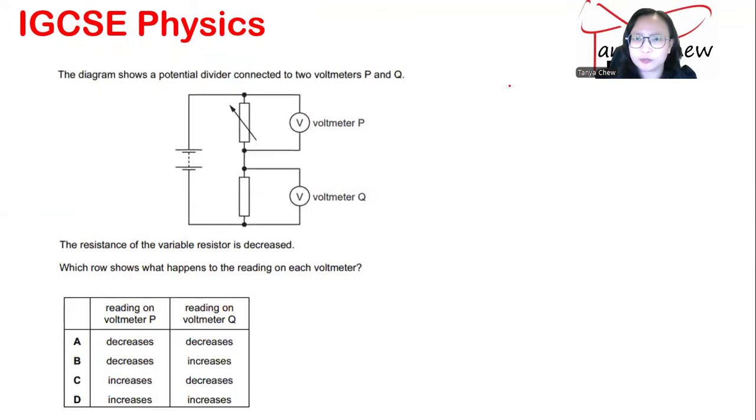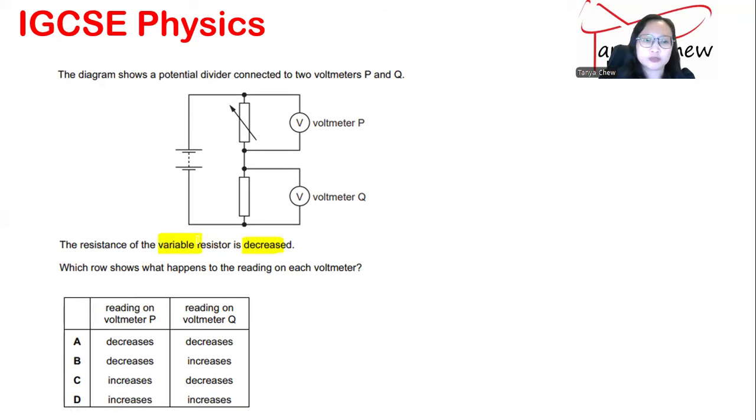So let's solve one of the IGCSE physics questions here to help you understand the concept of potential divider better. I will read the question. The diagram shows a potential divider connected to two voltmeters, P as well as Q. The resistance of the variable resistor is being decreased. Oh, this is super duper important. Let me highlight this first.